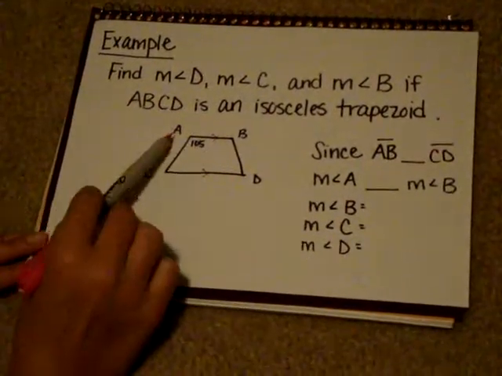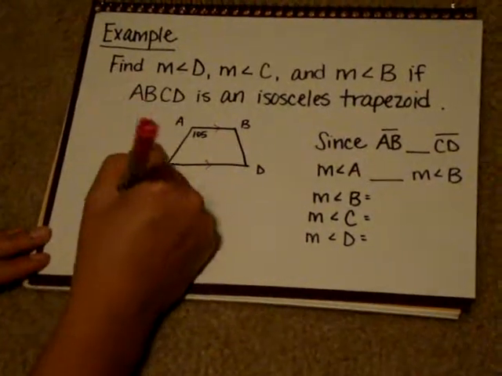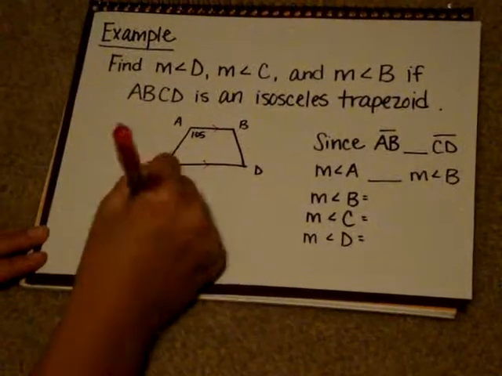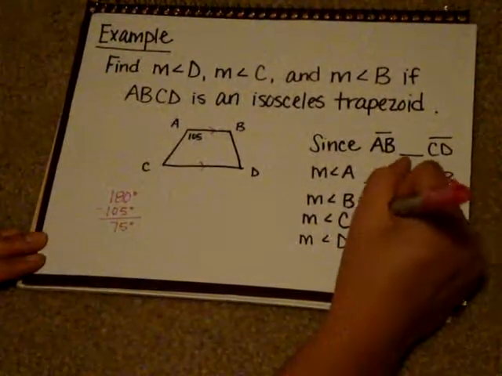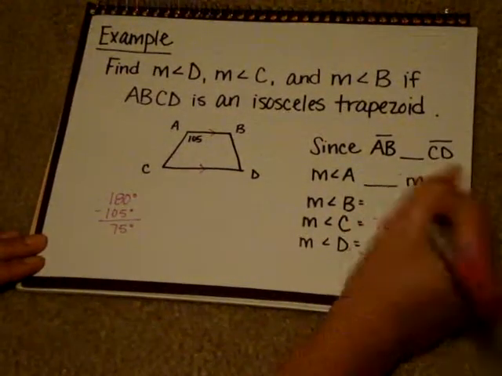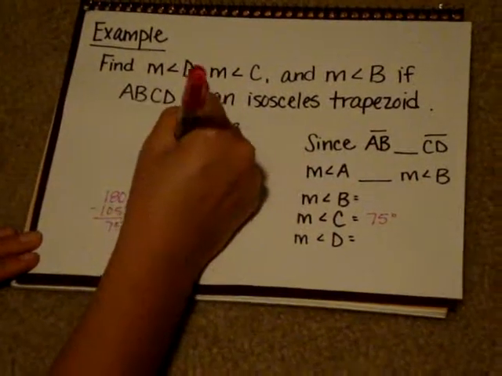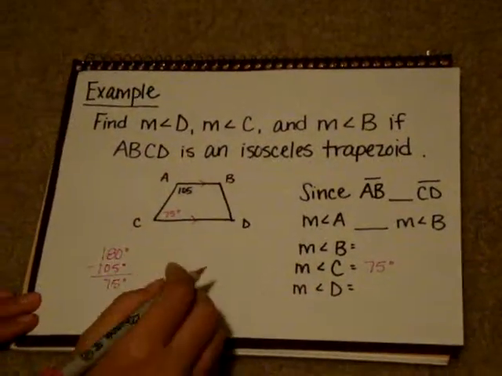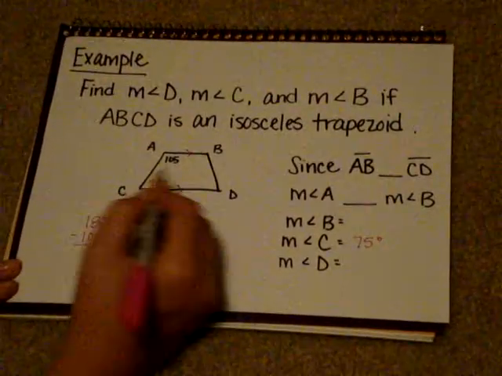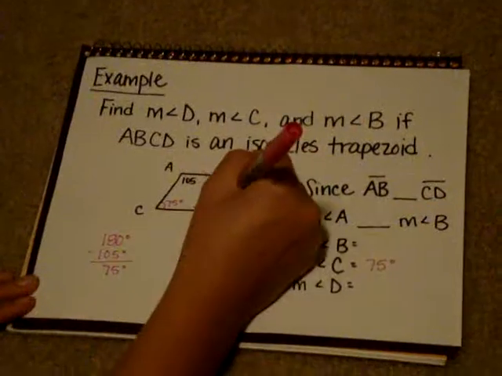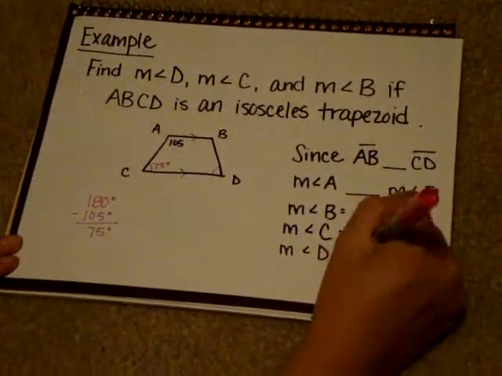Given the value of the measure of angle A, which is 105, we take 180 minus 105 degrees, and we get that the measure of angle C is 75 degrees. Because this angle is 75 degrees, and by definition we know that isosceles trapezoids have congruent base angles, we know that the measure of angle C is congruent to the measure of angle D. So we know that the measure of angle D is also 75 degrees.